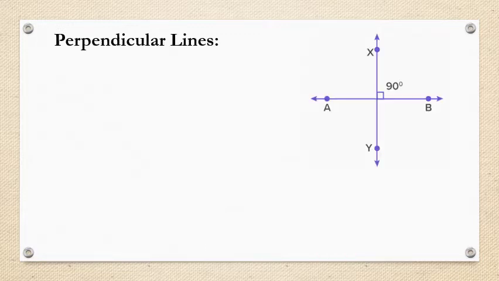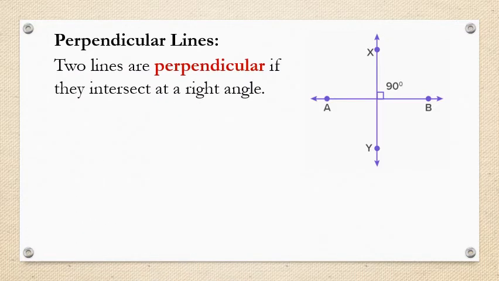You may remember perpendicular lines from a previous math class in elementary school and junior high. Two lines are perpendicular if they intersect at a right angle. So when you look at a picture, remember that this is a symbol right here for a right angle. If you look at the picture we have, we know that AB and XY intersect. And when I look at that intersection, I definitely have a right angle.